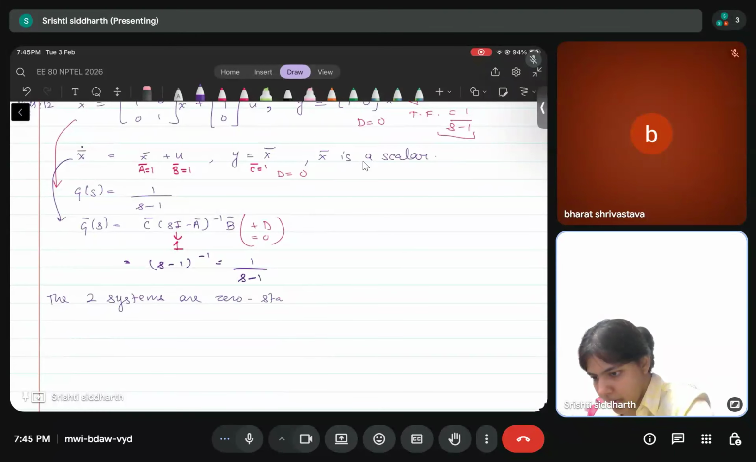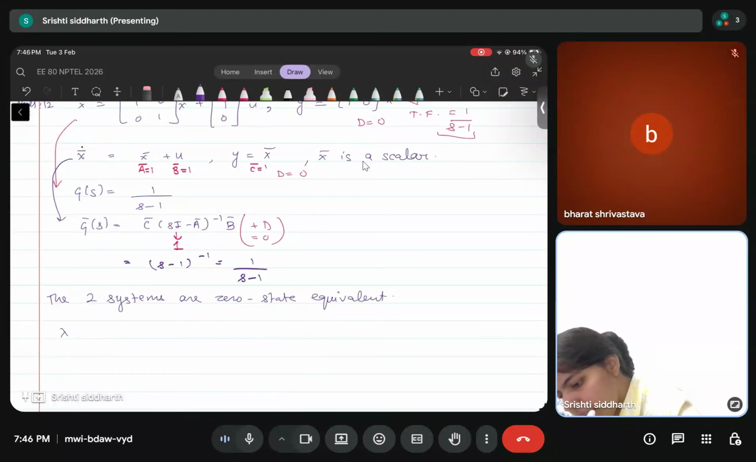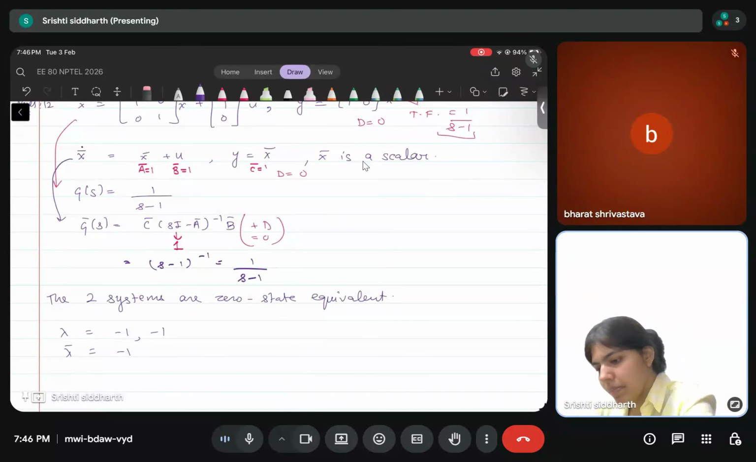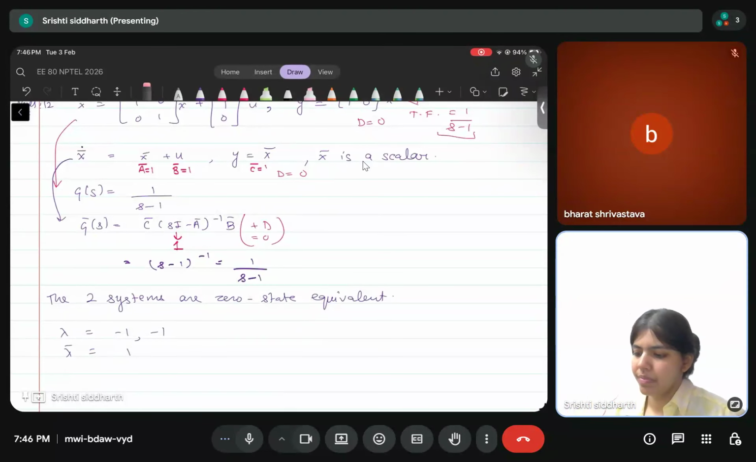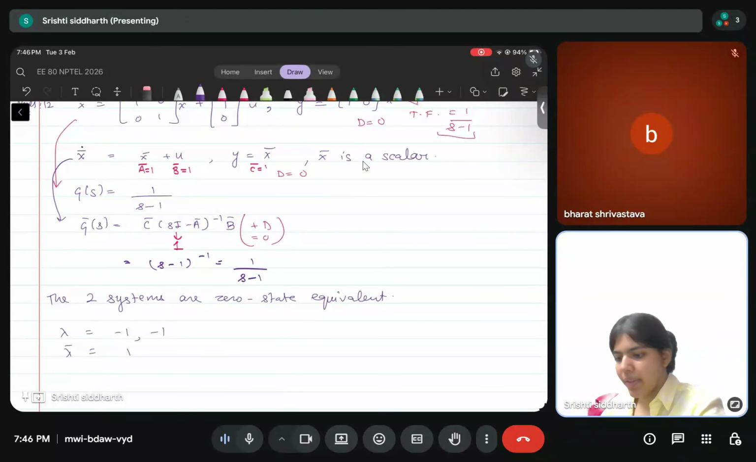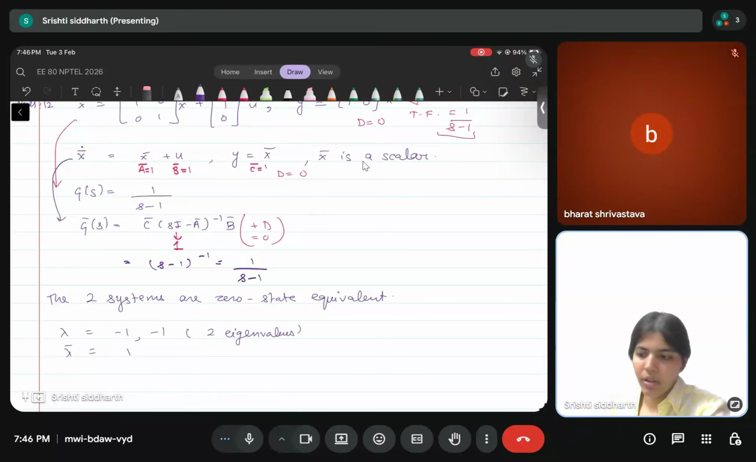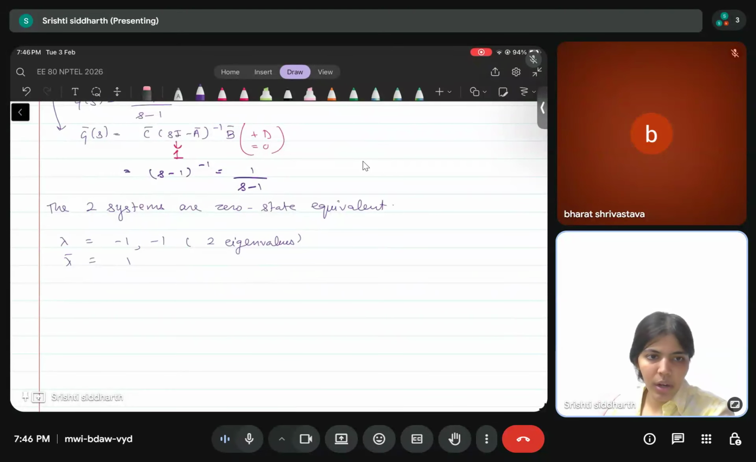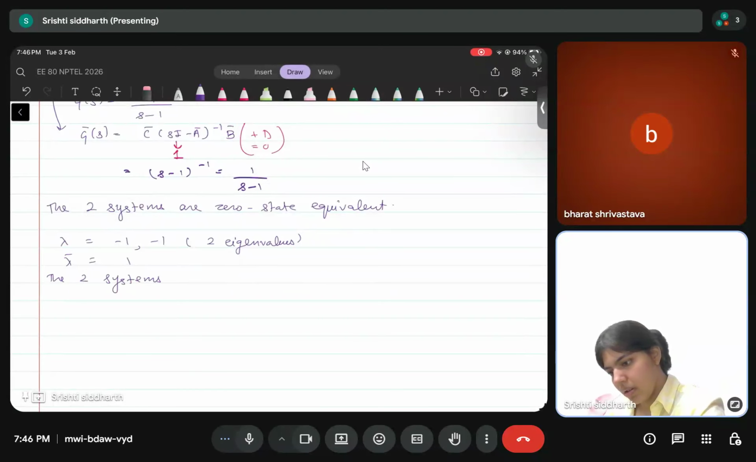And what about the eigenvalues? So lambdas are 1 and 1, and lambda bar is just 1. Alright, so these are two eigenvalues, although they are repeated, and this is just one. So the eigenvalues of the two systems are not the same. Therefore, the two systems are not state equivalent.